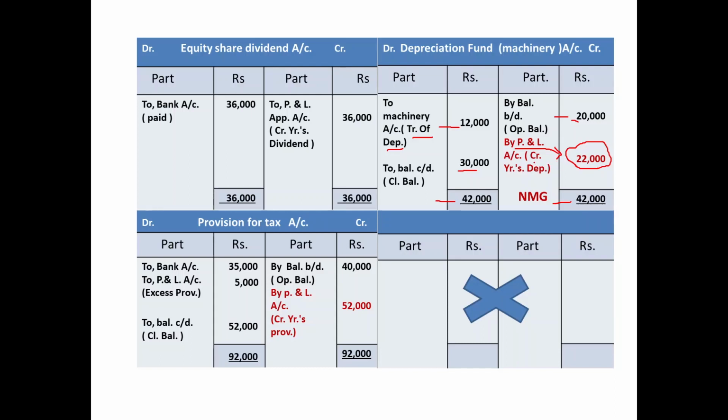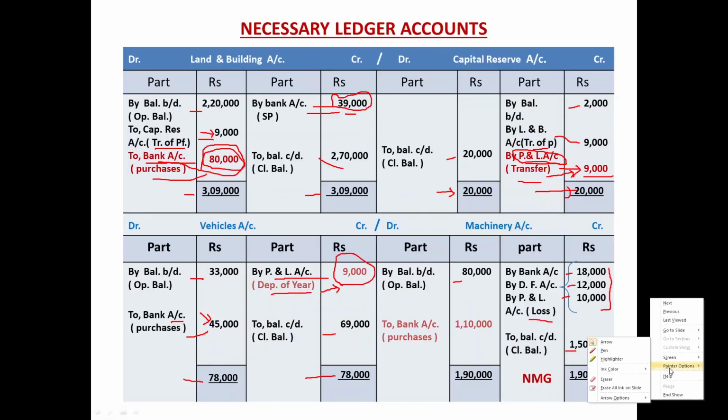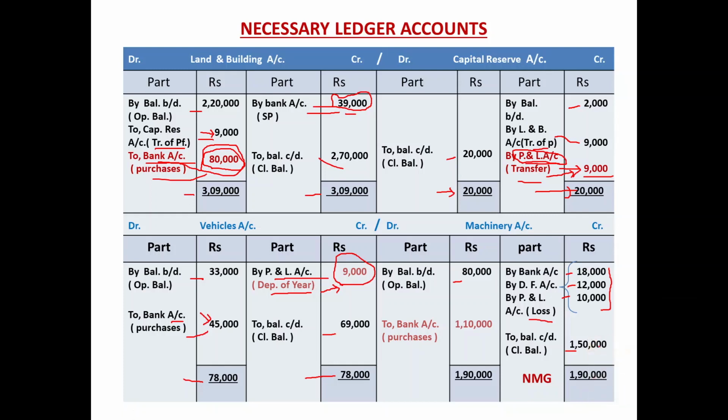Under the depreciation fund system, depreciation of the year is always credited to the depreciation fund account. Depreciation is always a non-cash item, so this 22,000 would be added back in the adjusted profit and loss account on the left hand side or the plus side. Let us verify the machinery account from the viewpoint of fund flow statement impact.